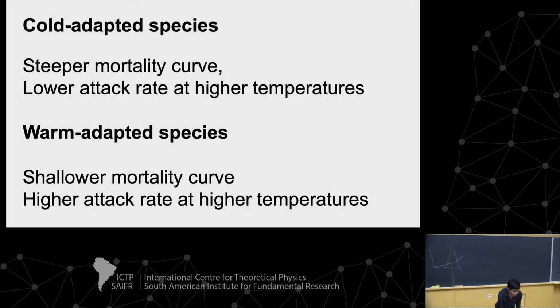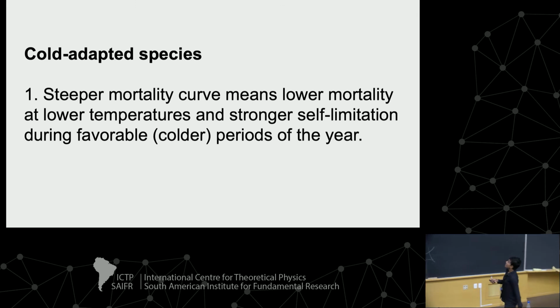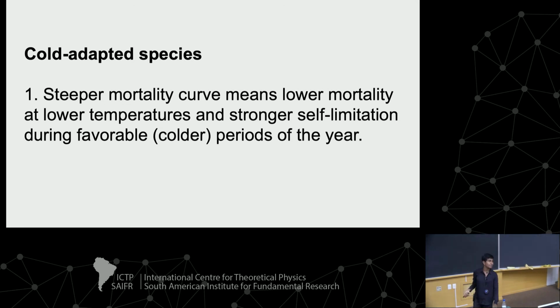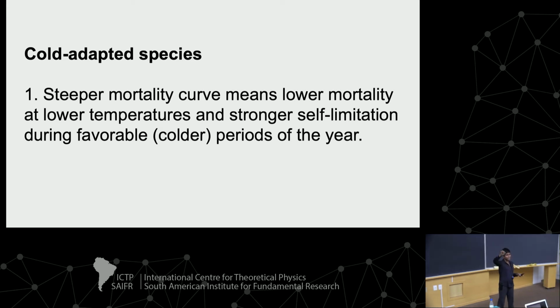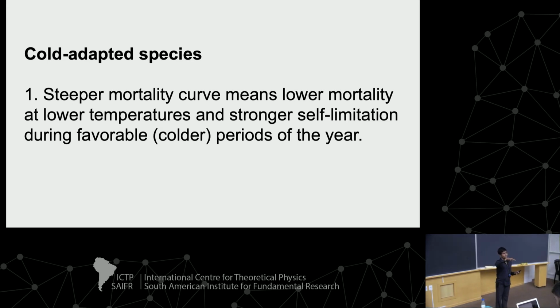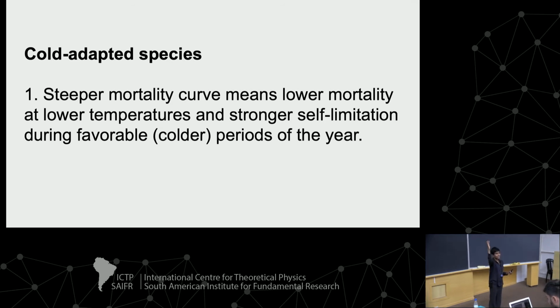So what does that mean? A steeper mortality curve means lower mortality at lower temperatures and stronger self-limitation during favorable periods of the year, right? If you're cold adapted and you have a steeper mortality curve, that means mortality during colder temperatures is very, very low, but it increases very fast, right? It's going to do very badly when it's warming. Like climate warming will kill this thing off.